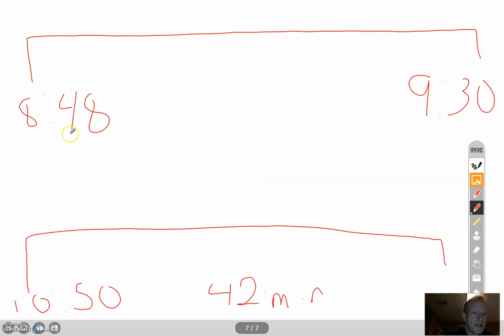So our first one, it ends in an 8. Okay, so the most important part of this is trying to get this number to a 0 or 5. So this 48 is closest to 50. So when we put it on the number line, we want to get it to a 50. Then I can start counting by 5s. So we're going to count 49, 50.